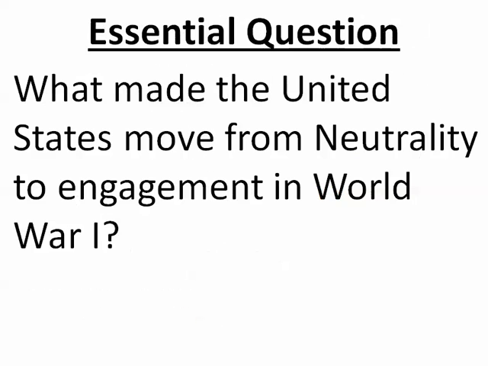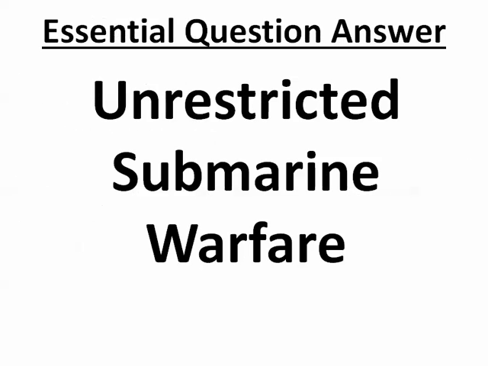So we can ask our question: what made the United States move from neutrality to asking Congress for a declaration of war and then being engaged in the war? Our answer to that is going to be unrestricted submarine warfare. In the language of the standards, this is what they want us to know for the test. This is extremely important.